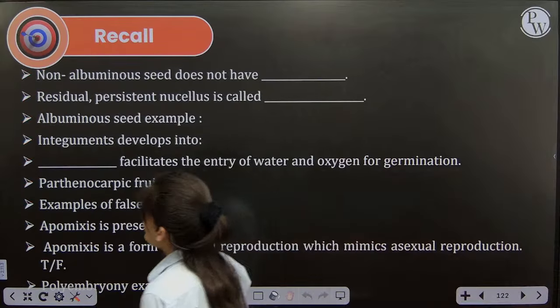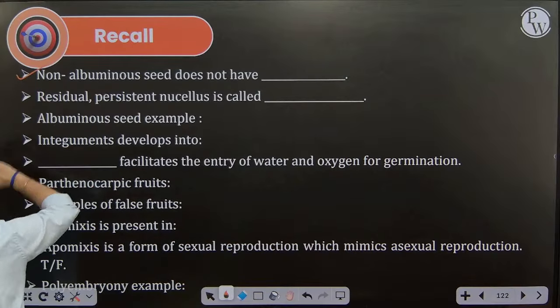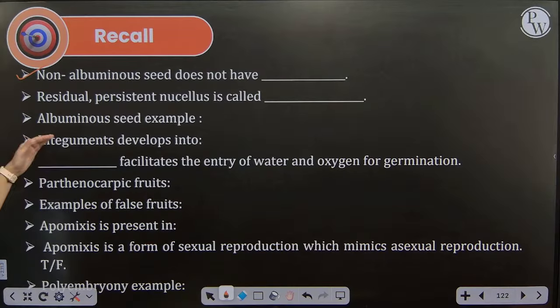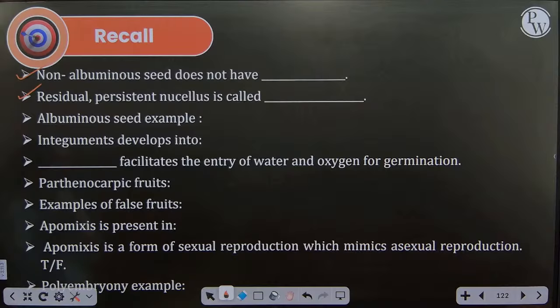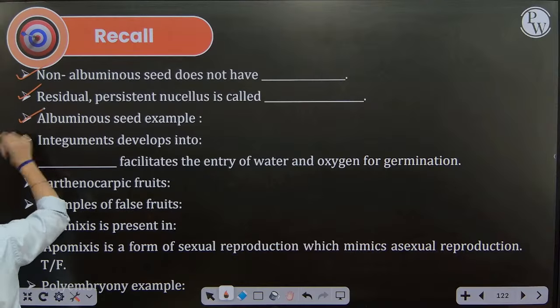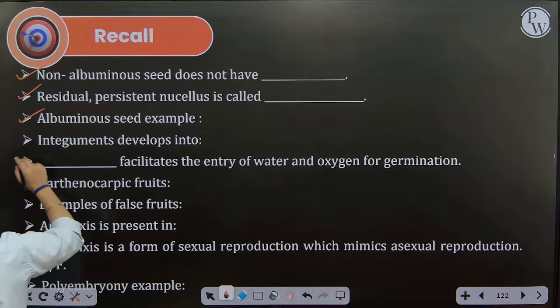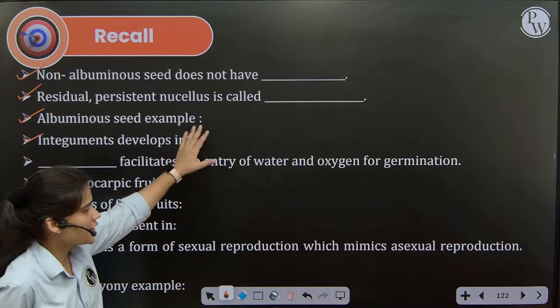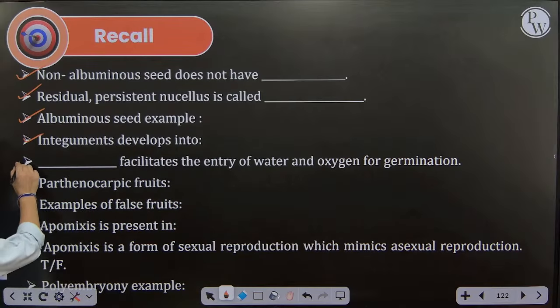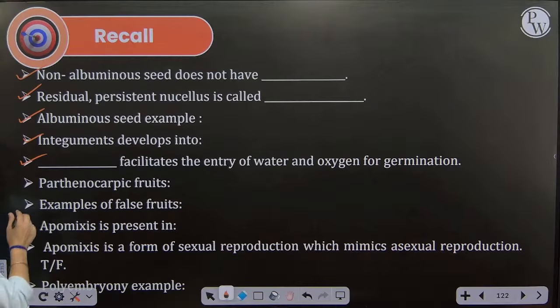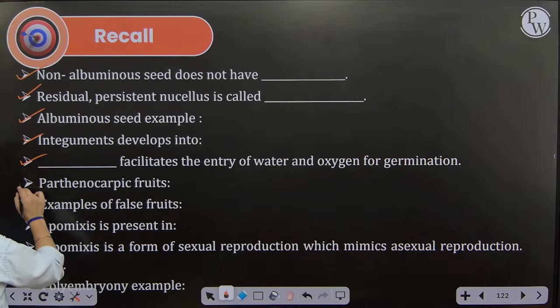Non-albuminous seed does not have endosperm. Residual persistent nucellus is called perisperm. It is found in black pepper and beet. Albuminous seed examples we already discussed. Integument develops into the seed coat, testa and tegmen. The micropyle facilitates the entry of water and oxygen for germination, and appears as a pore.